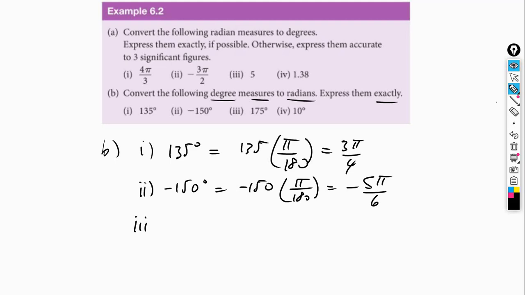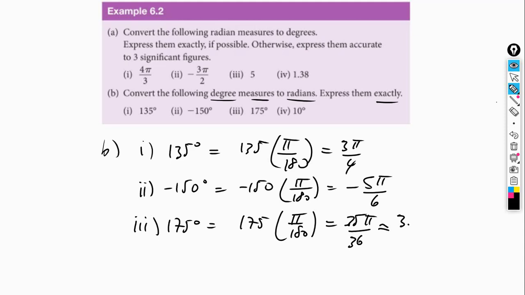For number 3, 175 degrees. Again, 175 times pi over 180. And this is going to be exactly 35 pi over 36, which is approximately 3.05 radians to 3 significant figures.